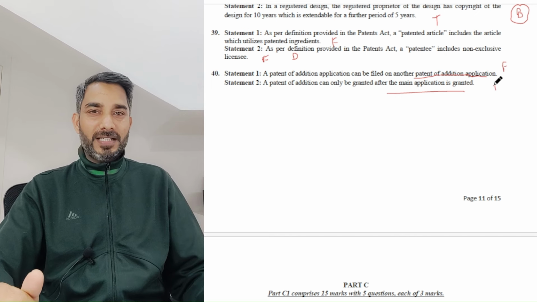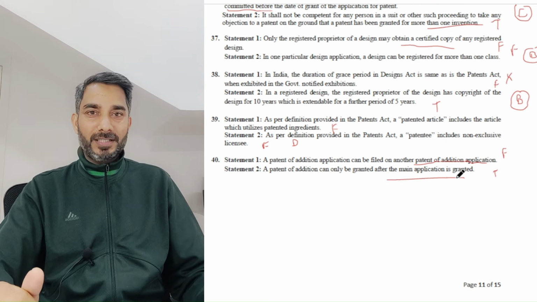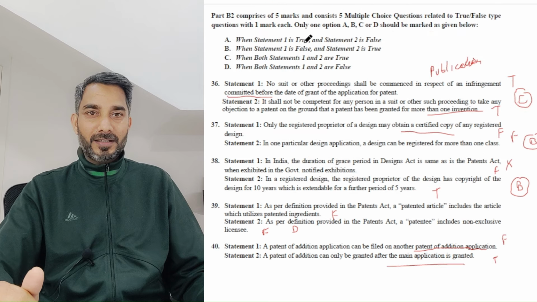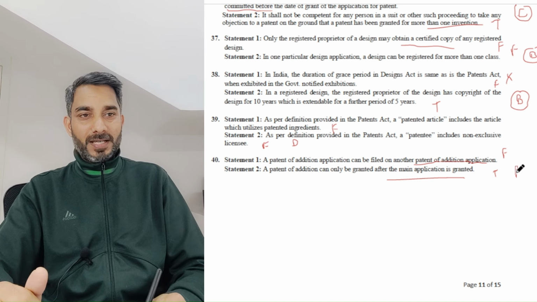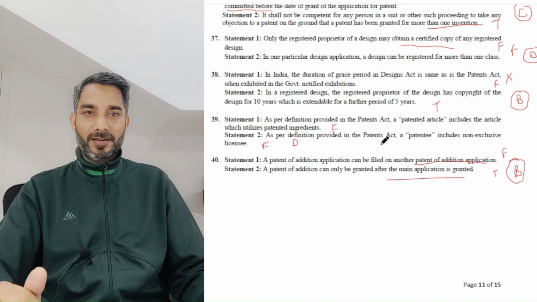This is 2. F and T, 40, F and T, F and T, F and T, B. This has to be B. At times it gets confusing what statement to take, right?